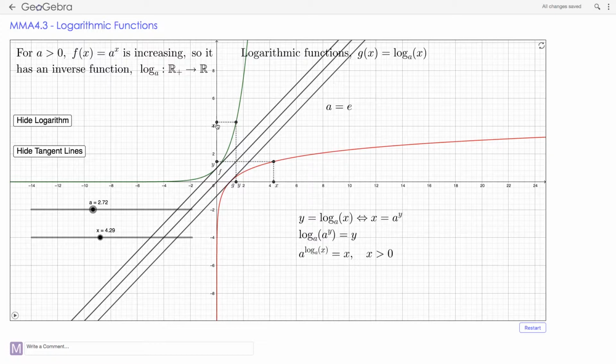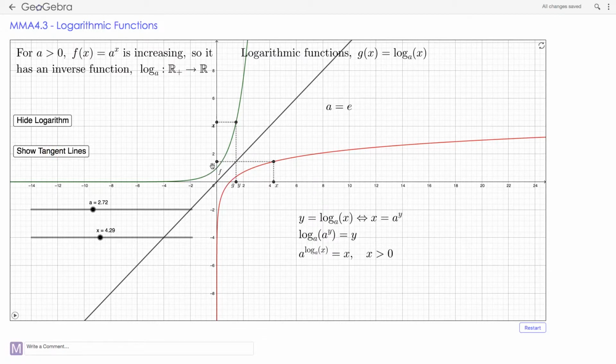So another way of defining this more arithmetically is using this equation here. I'll just hide the tangent lines. My y up here, for some value x, should be such that x is equal to a to the power y. That's what we have here: y equals log a of x. So that's an arithmetic way of writing the definition that I've tried to illustrate here.